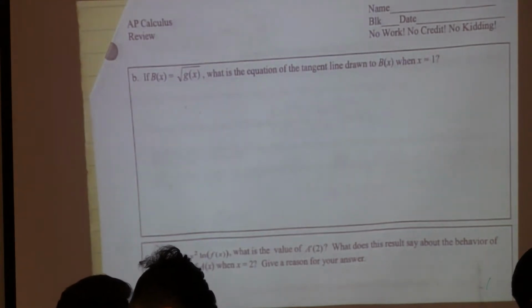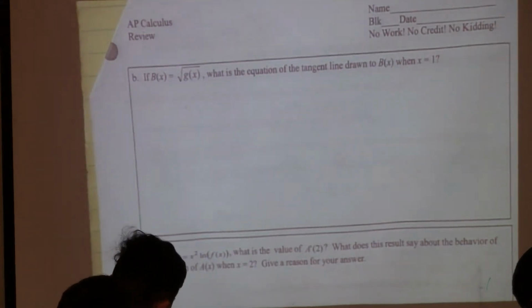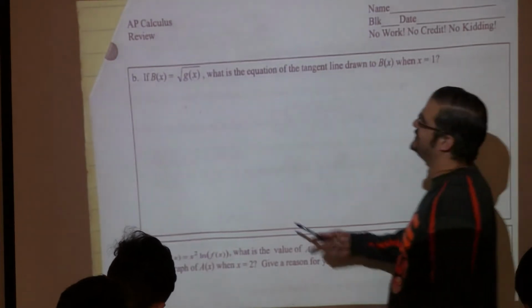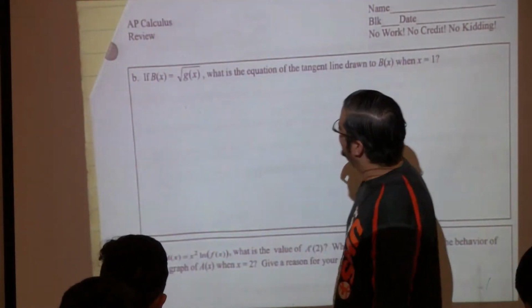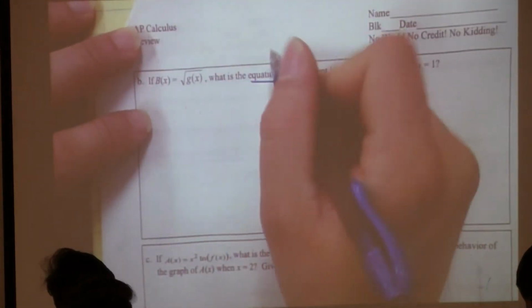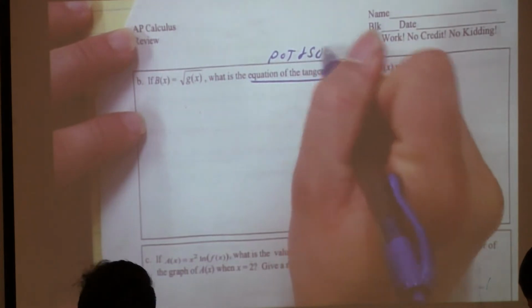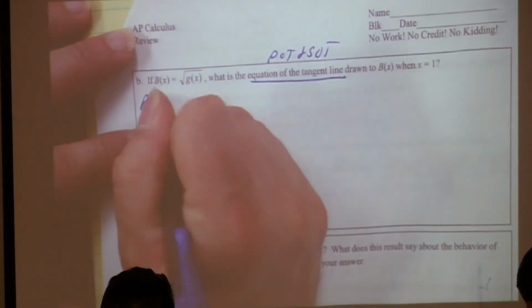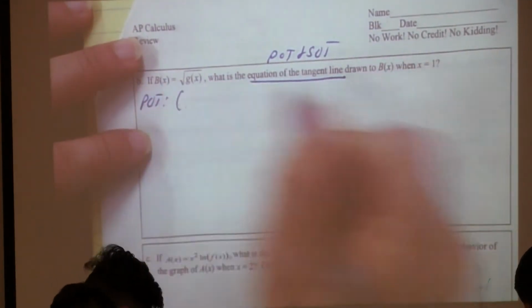If capital B of x, area of the base, do you remember that in geometry? Is equal to the square root of g of x, what is the equation of the tangent line drawn to B when x equals 1? So what do I need to write the equation of the tangent? Point and slope. Alright, let's do it. So let's find the point of tangency. So I'll get you started.